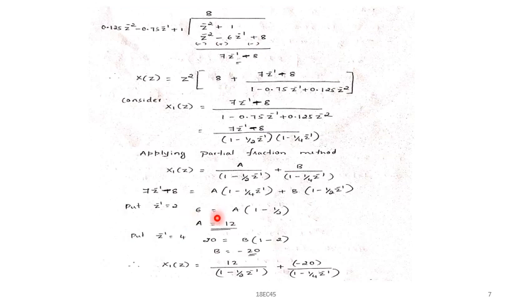Now to find the values of a and b, I put z inverse is equal to 2 here. If I put z inverse is equal to 2, 2 divided by 2 is 1, so 1 minus 1 is 0, so the second term will become 0. And here I'll get 1 minus 1 by 2, and 14 minus 8 is 6. 6 is equal to a into 1 minus 1 by 2, so therefore a is equal to 12.